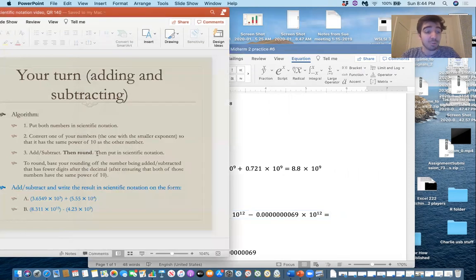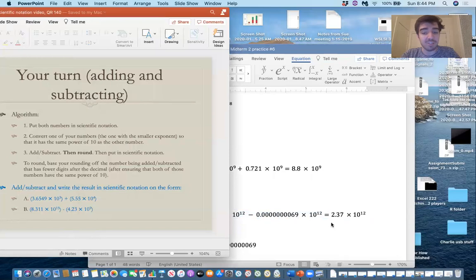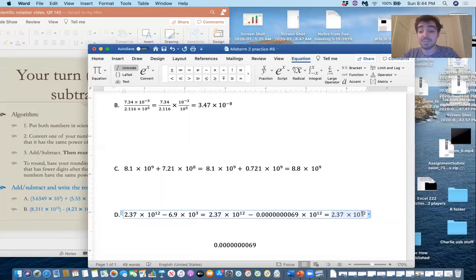Next step, we need to round, right? I need to go back to the instance where we were actually subtracting these two numbers, right? And round to the less precise of these. This one goes out to the hundredths place. This one goes out to well past the hundredths place. Right? So we're going to round to the hundredths place here, right? So instead of 2.369999993, we're going to go 2.37. Right, and then we need to put this number in scientific notation. Fortunately, it already is. Right, so this is our final answer.